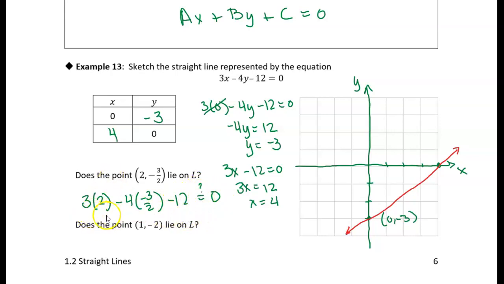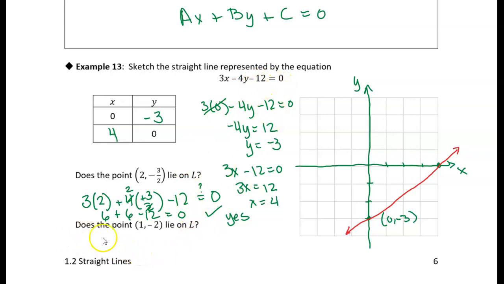Well, let's see. I've got basically 6, and then I get negative times negative, so I can just make these positive and cancel a factor of 2, right? So this becomes 2. 2 times 3, so I get 6 plus 6 minus 12 equals 0. And yes, that checks out. So this is a yes. Yes, this point lies on the line because it satisfies this equation. I can plug the number in and the equation is true.